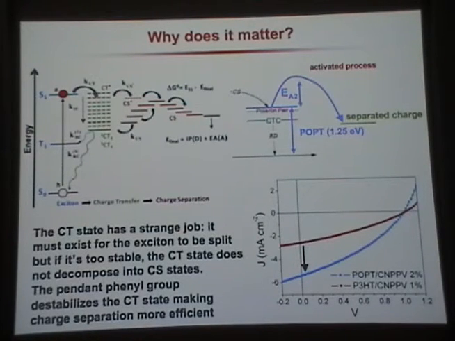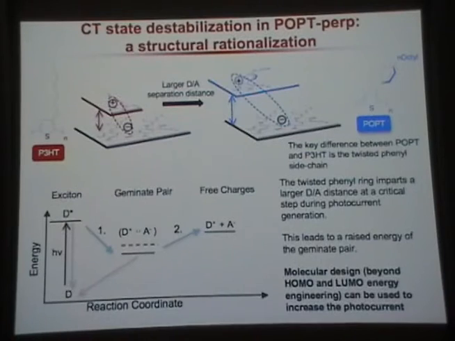And if you think about it, the charge transfer state has sort of a weird job here. On one hand, it has to exist, because this is the first step towards charge separation, so it has to have a certain stability in order to exist. But if it's too stable, then it will decay, the two charges will recombine across the interface before they split. And so it has to have this kind of balance between existing but being easy to split. And so what happens with the POPT perpendicular is that it's slightly less stable than the charge transfer state of P3HT, and so it can split more easily, and so you get a higher current, or at least that's our theory.